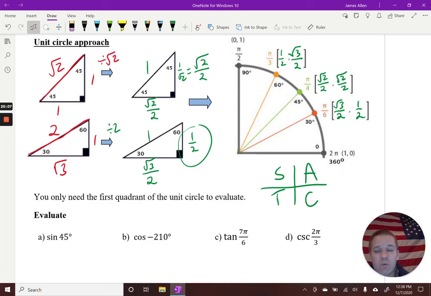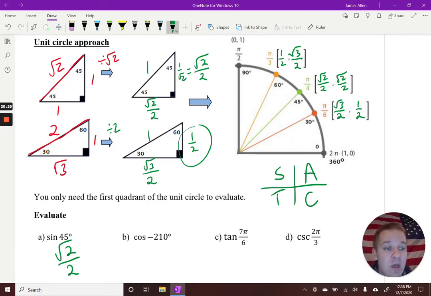So sine of 45. Well, sine is my which coordinate? Sine is your y coordinate. Cosine is your x, right? So root 2 over 2, it's in the first quadrant, is what it is.